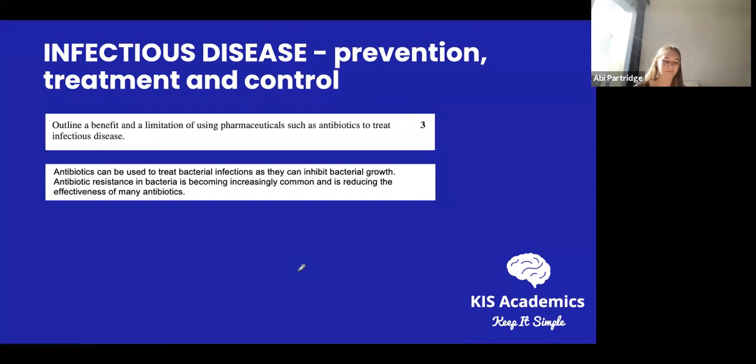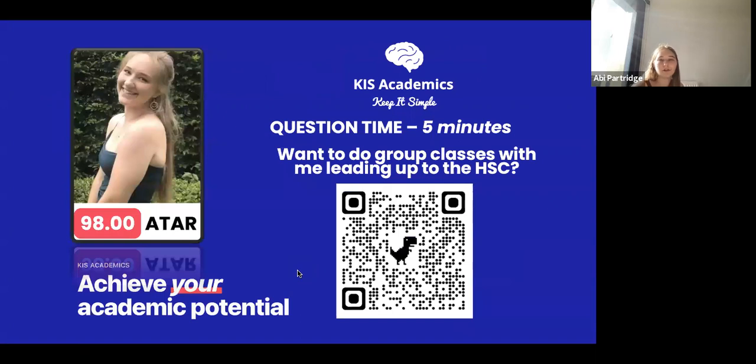And then you can say that a limitation of overly using antibiotics is that it's creating antibiotic resistance in bacteria, and so it's reducing the effectiveness of these antibiotics. As I said before, it's not an overly complex question. You've got to just try and look at how much you're meant to say based on the marks. That's really useful, just looking at the marks of the question and seeing how much detail you need to go into.